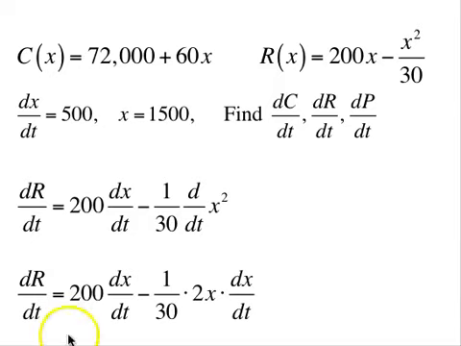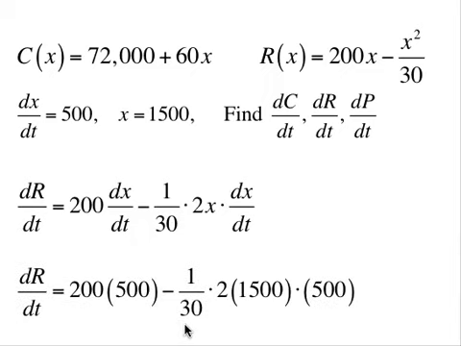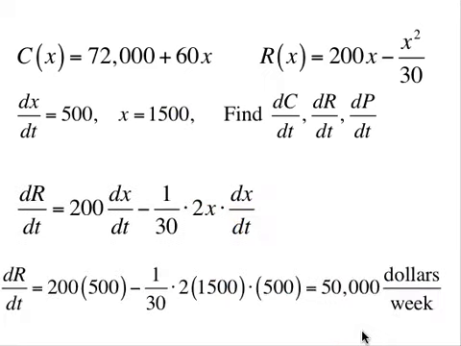And then I guess we could simplify this a little bit. 2x over 30 is x over 15. Plugging in our values, 200 times dx/dt, which is 500, minus 1/30 times 2 times 1,500 times dx/dt, is what we get for our dR/dt. And then multiplying all of that out, we get $50,000 per week. So that's how much the revenue is increasing, which is more, frankly, than the cost was increasing. So that'll tell us something about the profit.